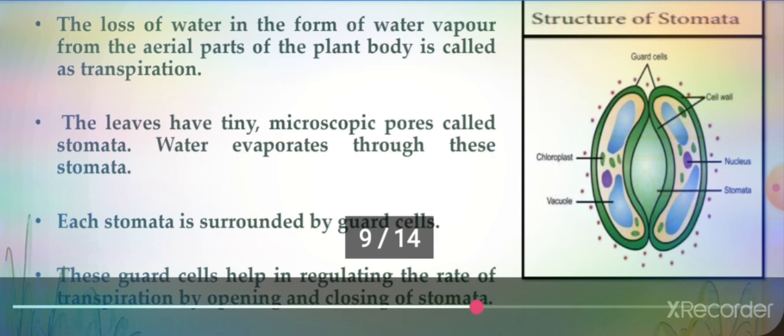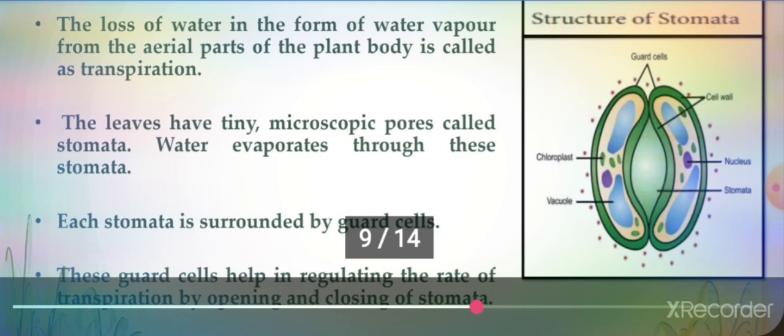Okay, listen carefully. Each stoma, it should have been written, each stoma. So each stoma is surrounded by guard cells. And guard cells, what are guard cells? They are bean-shaped cells. Can you see in that diagram? Two bean-shaped cells. And in the center you find the opening.